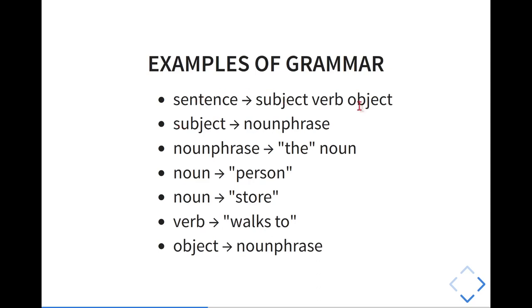Sentence maps to subject, verb, object. And where's the starting symbol in this language? So it's not really said here explicitly, but by convention, when you see a context-free grammar, the non-terminal of the first production is the starting symbol. This is just a convention.